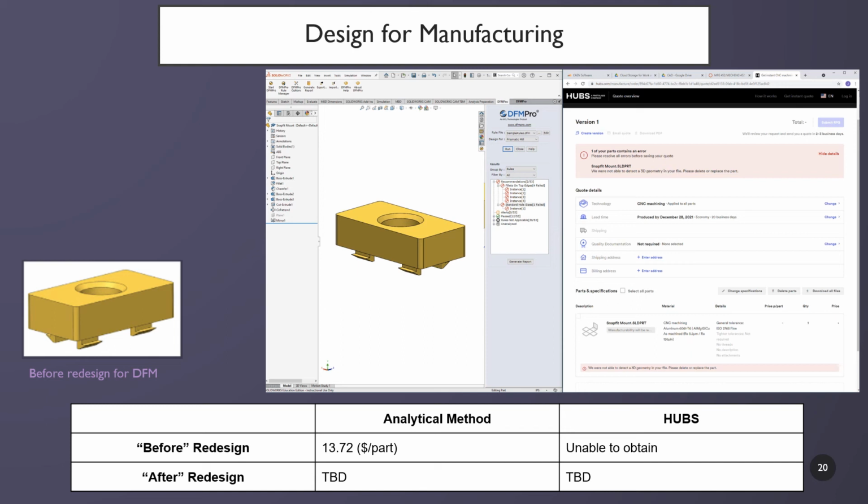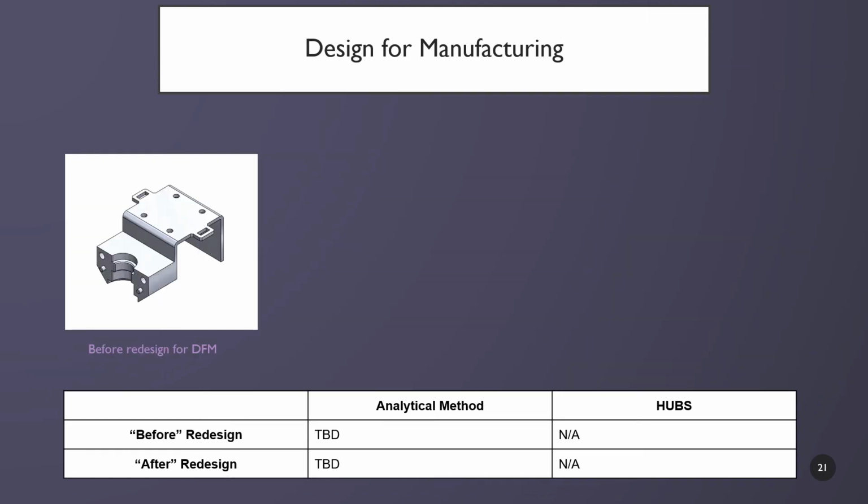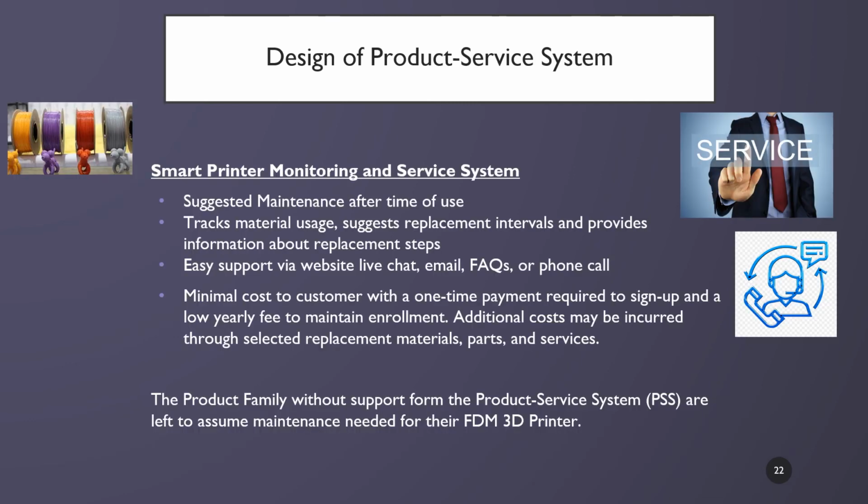Hubs we ran into some issues with. It did not seem to like our part. It would not run the analysis, so that's something we'll need to do in the future. The design for manufacturing went similar for this part, as we did find the process, as I mentioned earlier, but we were not able to perform the manufacturing analysis up to this point. For design of product service system, we suggested a smart monitoring service system.